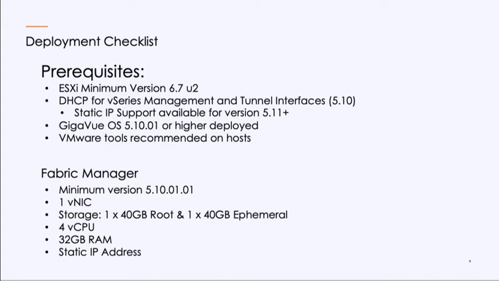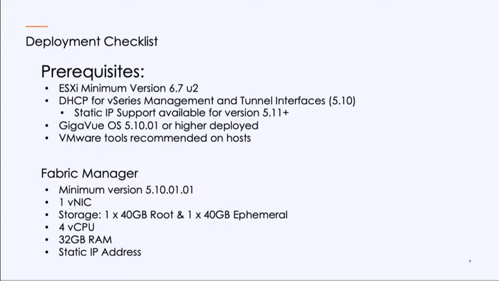You are required to have Fabric Manager running. We do need you to be running on at least 5.10.01.01. You do need one virtual NIC. It's kind of hard to do it without a NIC. You can't talk to it. From a storage perspective, when we got to 5.10, it did change from being a single 40 gig root. We now have to have an additional 40 gig ephemeral disk attached to Fabric Manager. So it's just 80 gigs. It's pretty small.